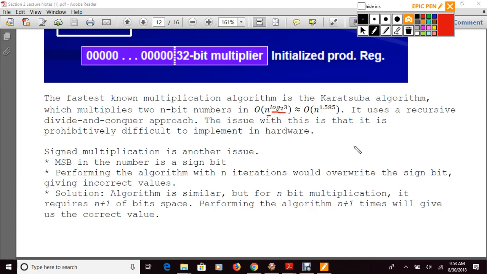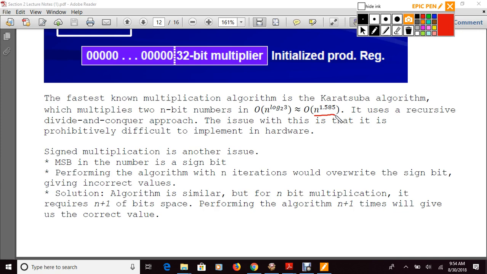So basically, it runs in n^1.585 time. And your typical multiplier is big O of n squared, right? So if I'm doing that, I have to do 32 additions in that specific case, because that's the bit length. Karatsuba is faster. However, it uses recursion, what's known as divide and conquer.